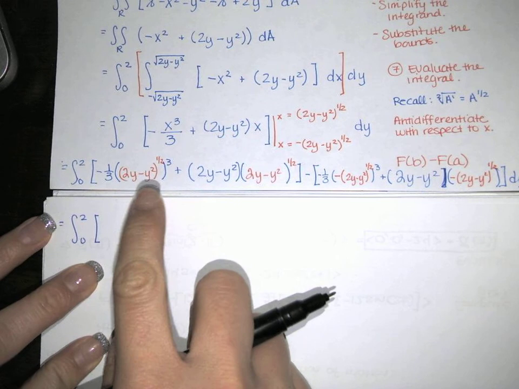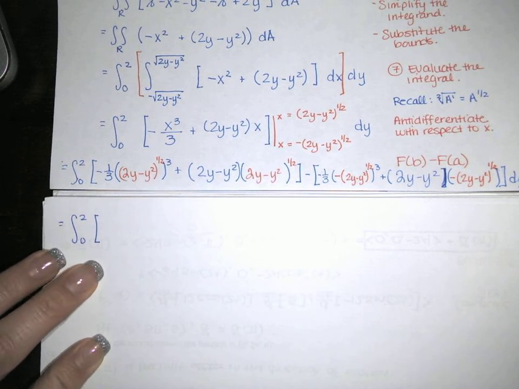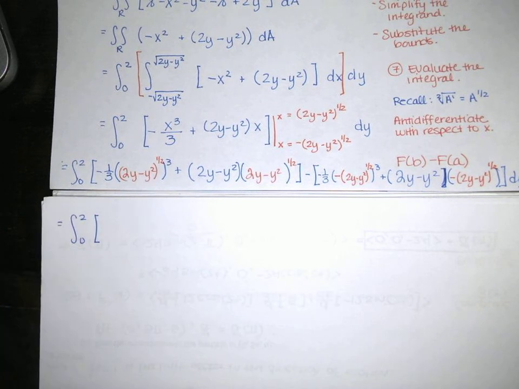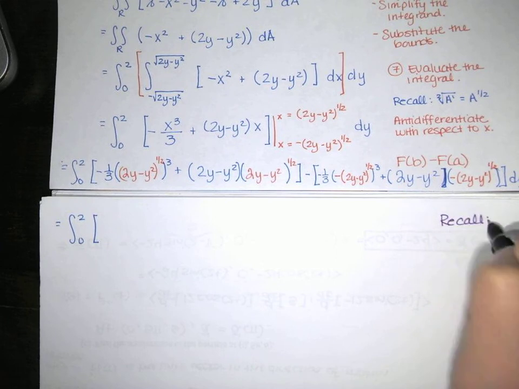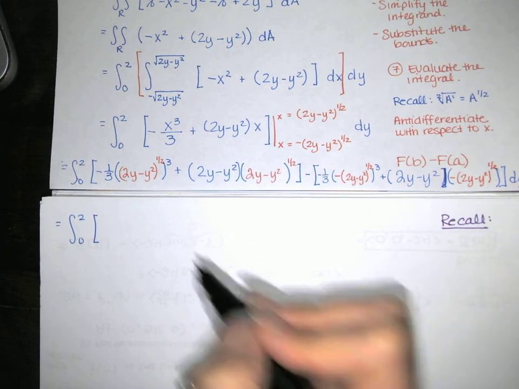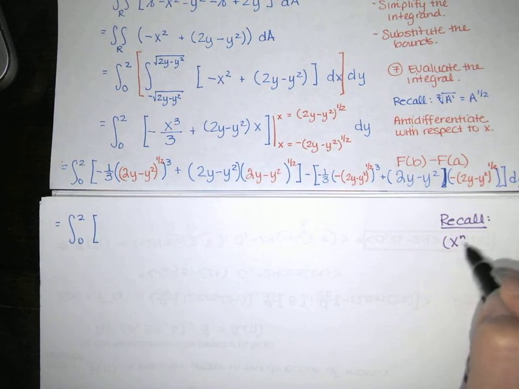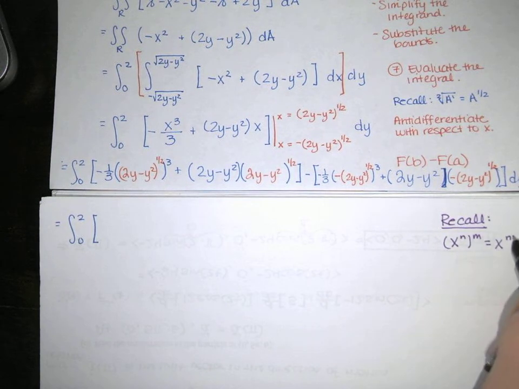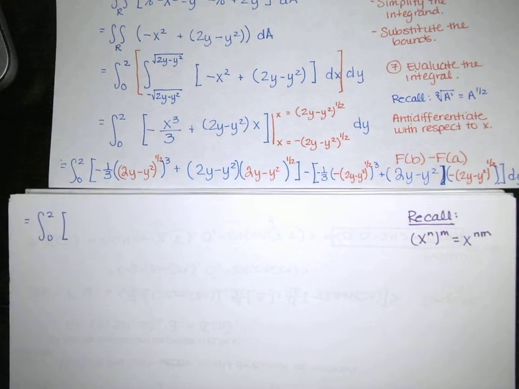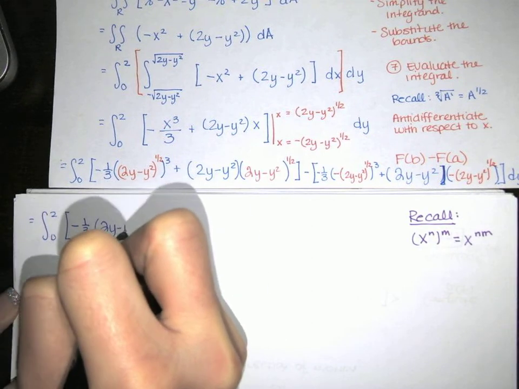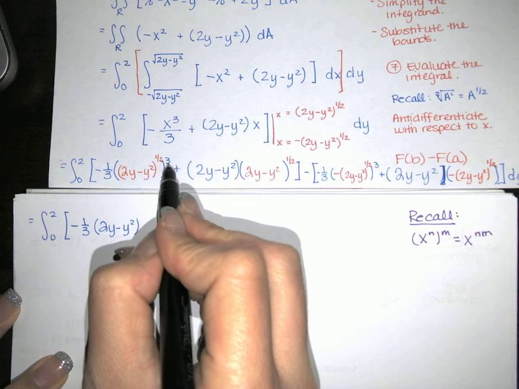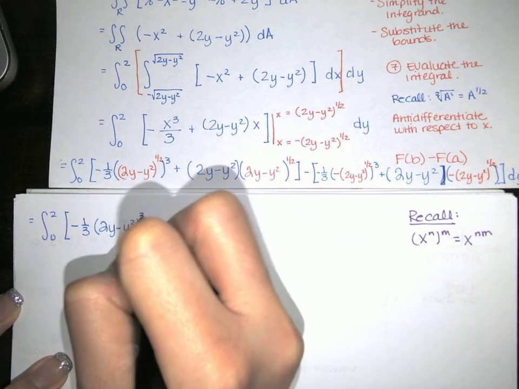Now to simplify this, notice you've got something raised to a power raised to a power. We're going to use some of our exponent properties to simplify. Remember, if you've got something raised to a power, all you have to do is multiply the exponents. That's x to the n times m. So here I have a negative 1/3 times the quantity 2y minus y squared, and that's to the 1/2 cubed. So I just multiply the 1/2 and the 3, I get 3/2.